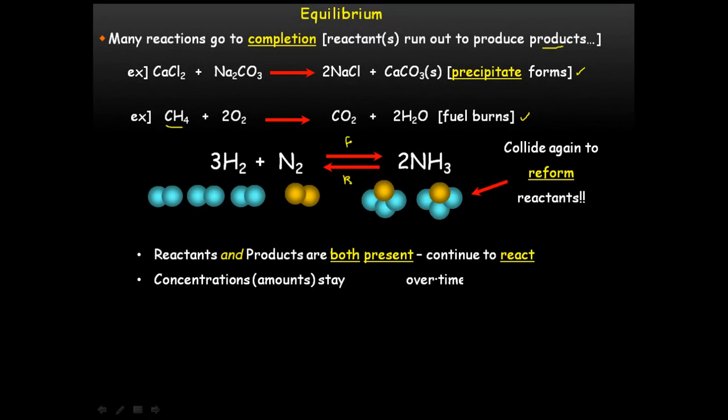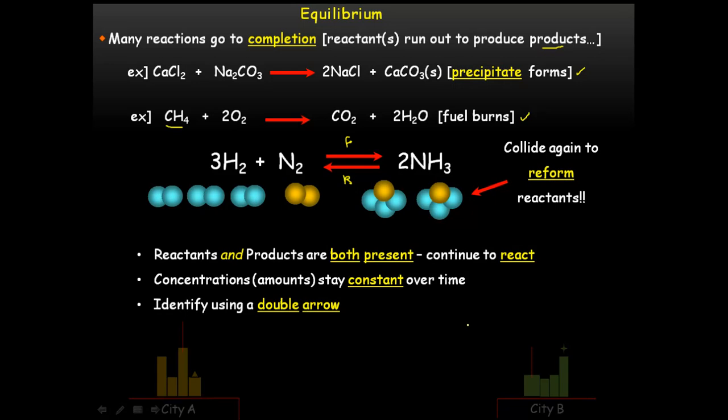Next thing is concentrations. The amounts of both of these will stay constant over time, which means once this reaches a balance, the amounts stay steady. What we usually do is identify this by looking at a double arrow. You'll see a double arrow, versus the single arrow that you'd see in a completion reaction.